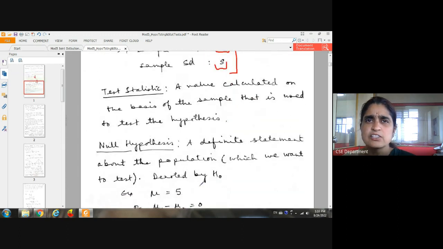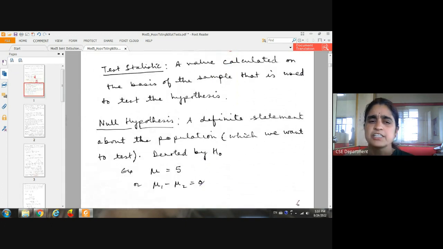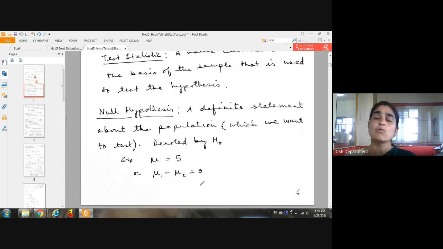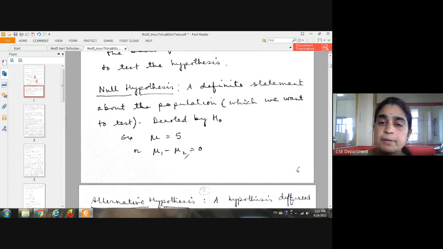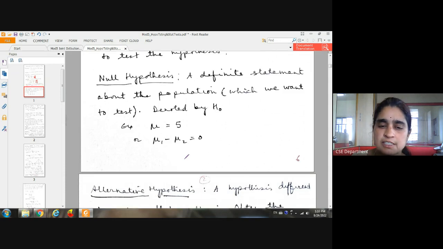Okay, these notes are available to you. You can check from there also. Now, what is a hypothesis? Hypothesis is a theory. In this context, it means a statement about the population which we want to test, denoted by H naught. So mu equal to 5, that is, the population has mean life 5. Now this is an example of a hypothesis.